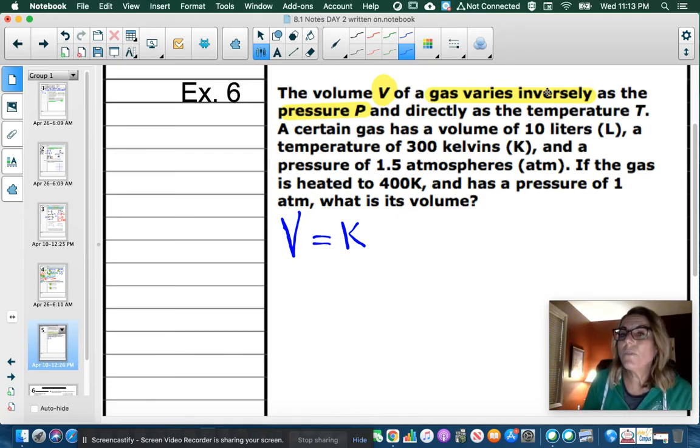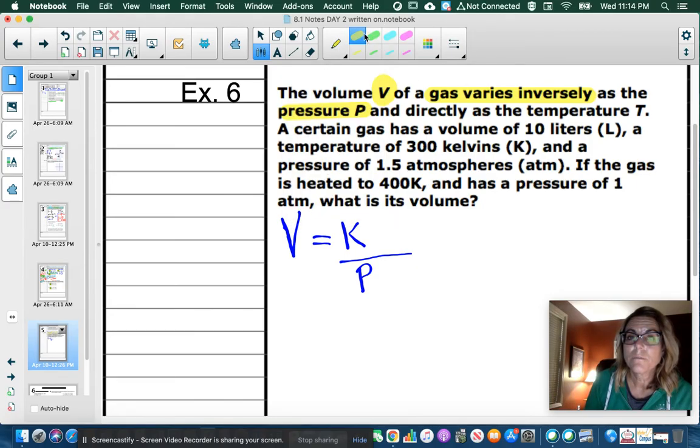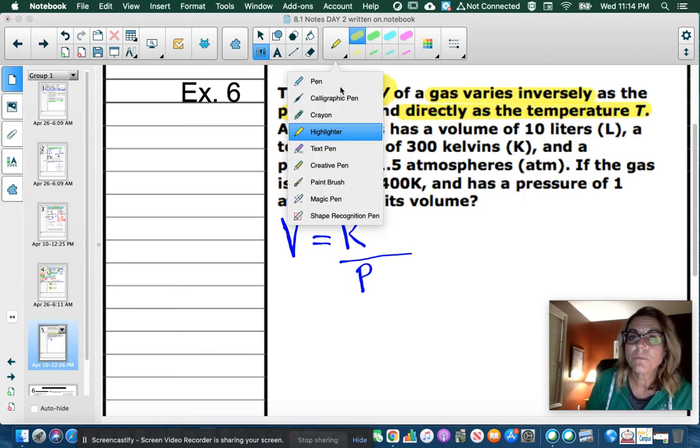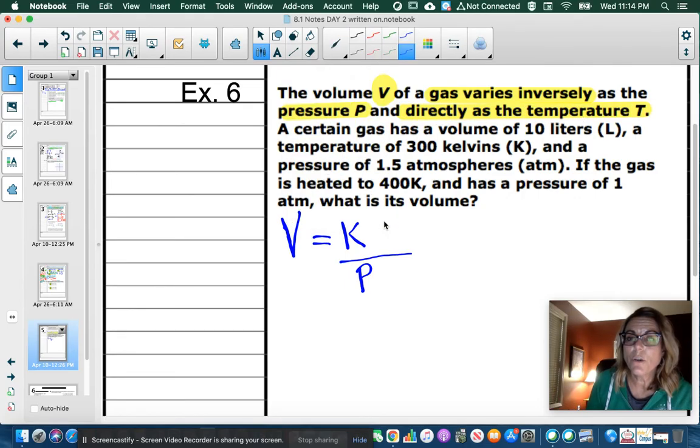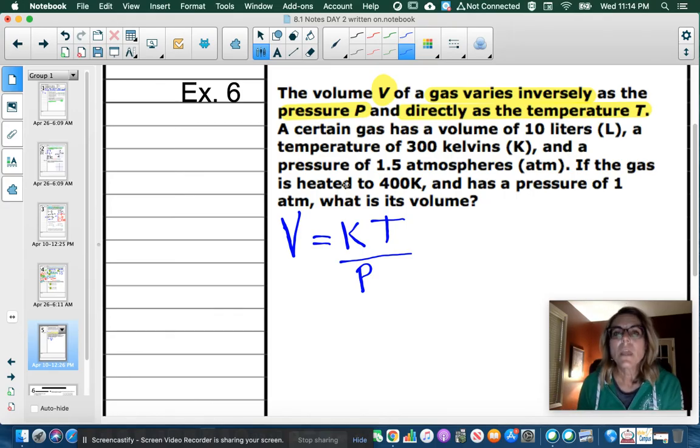Now, what does it vary inversely as? Pressure. Inversely means the P goes in the denominator. And now I keep reading. It varies directly with temperature. So I know T goes on top. Anything that volume varies directly with goes in the numerator. Anything it varies inversely with goes in the denominator. And K is always in the numerator, I'm going to call it.